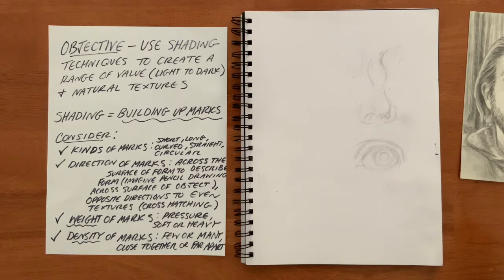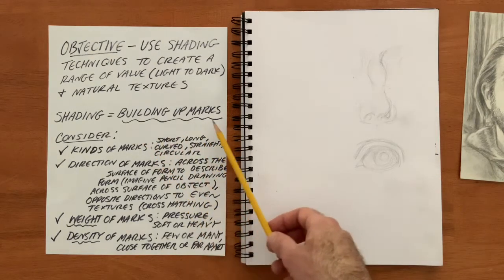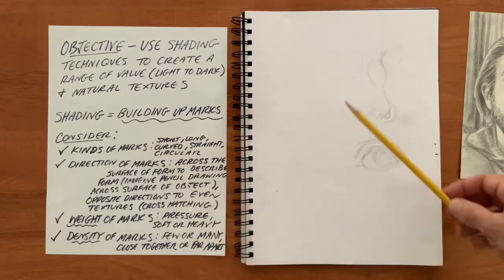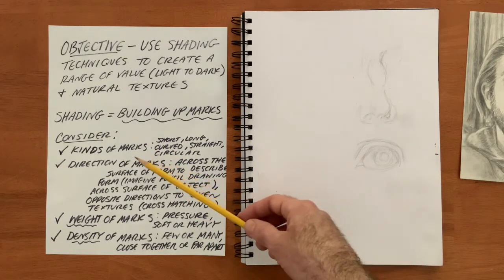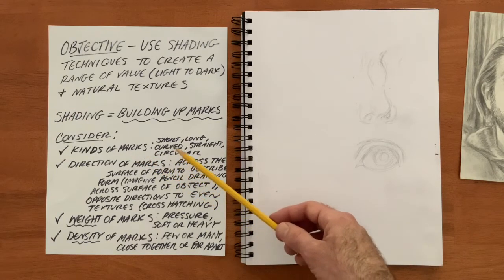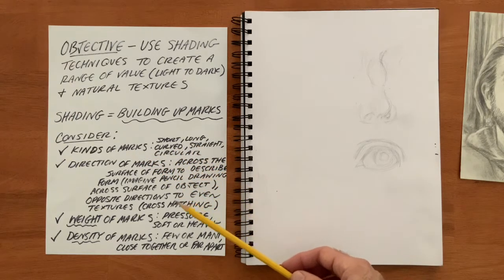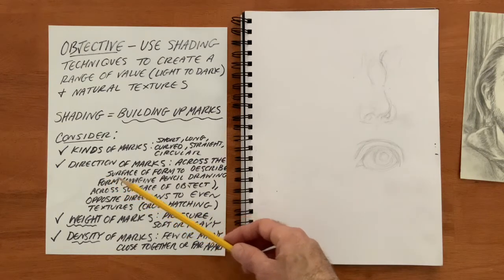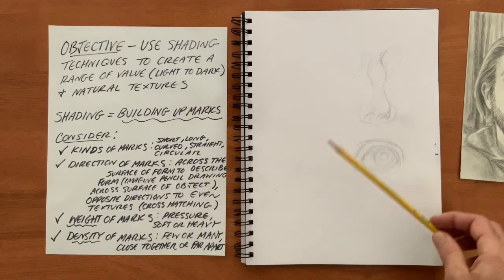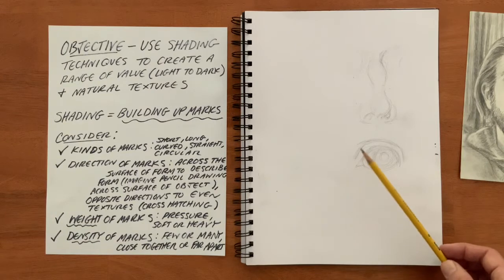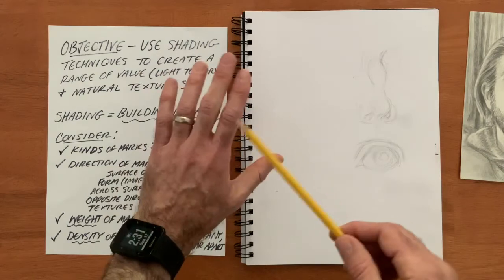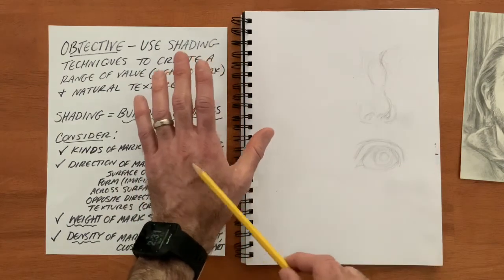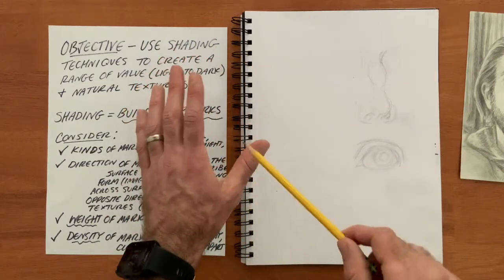When we're talking about shading, we're talking about building up marks. So I've underlined that right here for you. You're making a lot of different marks on the paper. Things that you're going to think about, the different kinds of marks you can make. Those might be short, long, curved, straight, circular. Going to think a little bit about the direction of the marks. I'd like the marks to go across the surface if possible to describe the form. Imagine, this being my hand, imagine the marks going across the surface of the form.